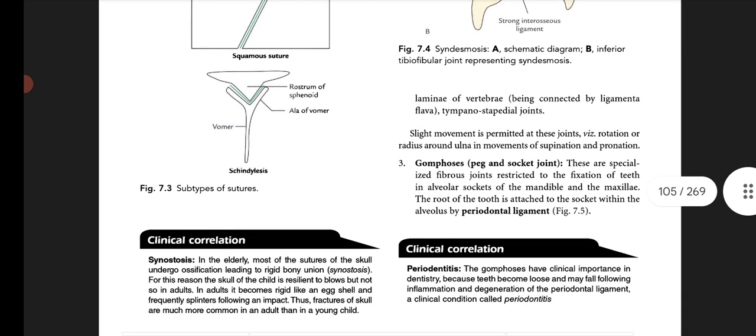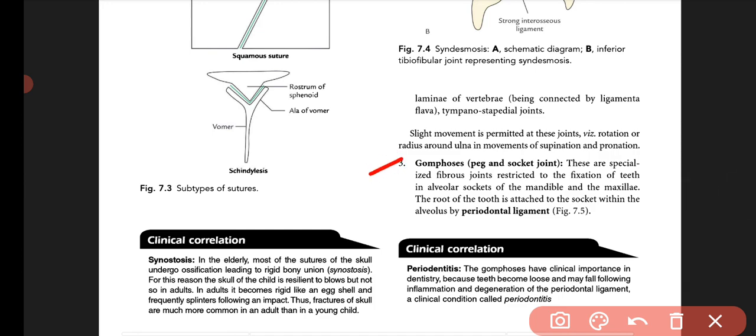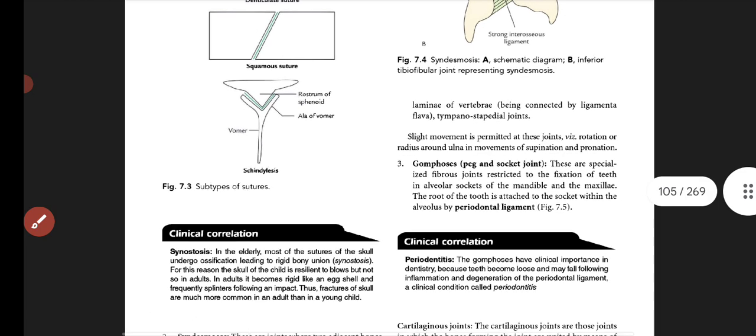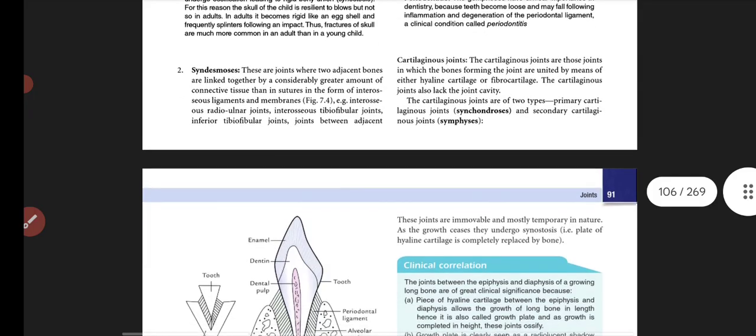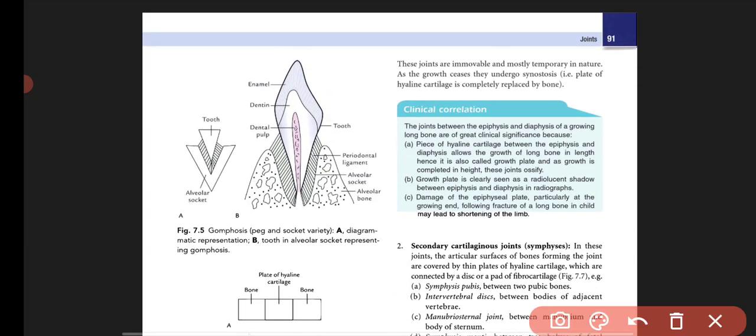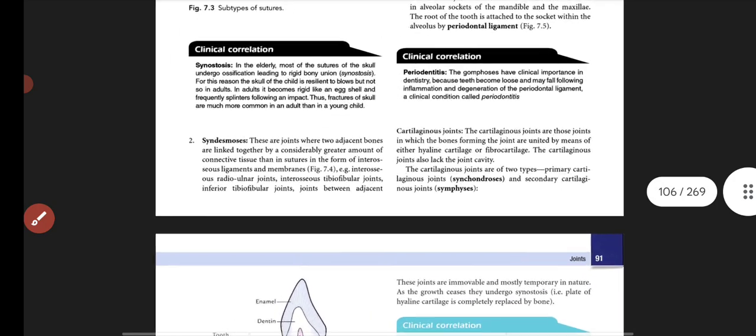And number three is the gomphosis, which is also a peg-socket joint. This is a specialized fibrous joint restricted to the fixation of teeth in the alveolar socket of the mandible and maxilla. The root of the tooth is attached to the socket within the alveolus by the periodontal ligament. It is known as the gomphosis. Here is the picture of the gomphosis.